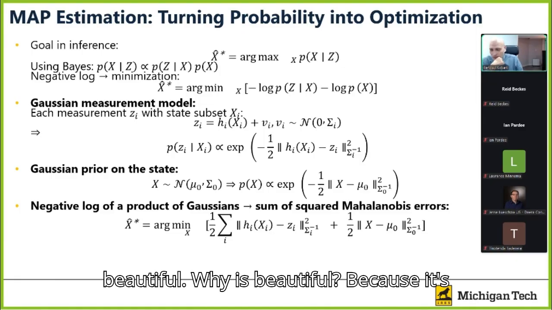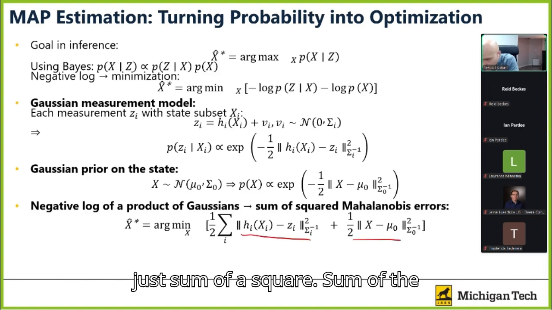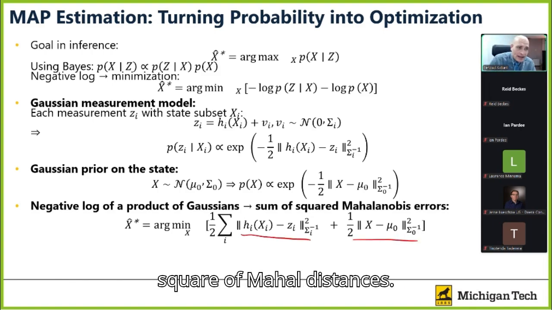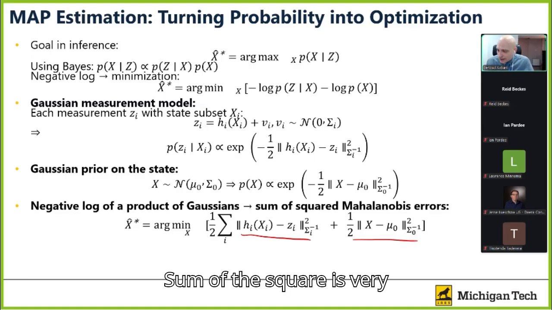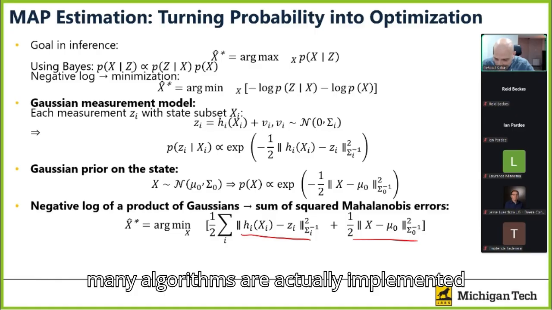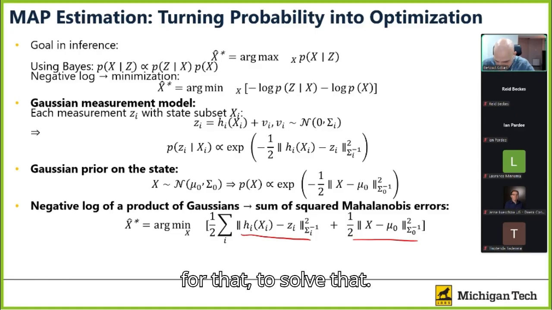This is beautiful. Why is it beautiful? Because it's just a sum of squares. Sum of squares of Mahalanobis distances. Sum of squares is a very well-known problem. So many algorithms are actually implemented to solve that.